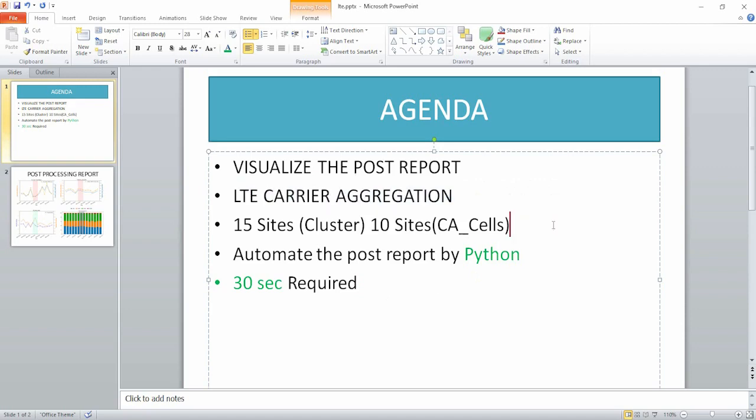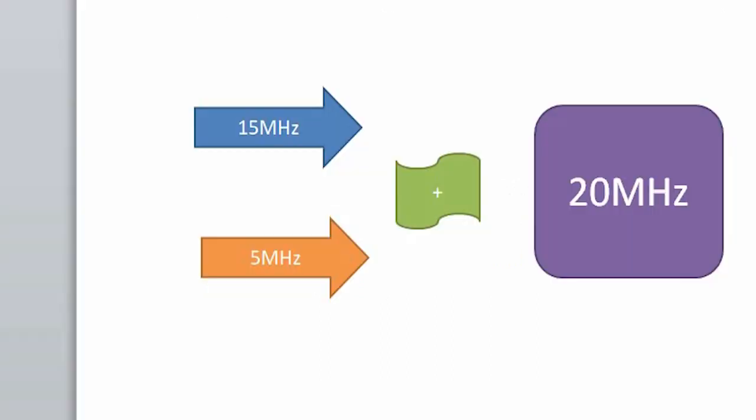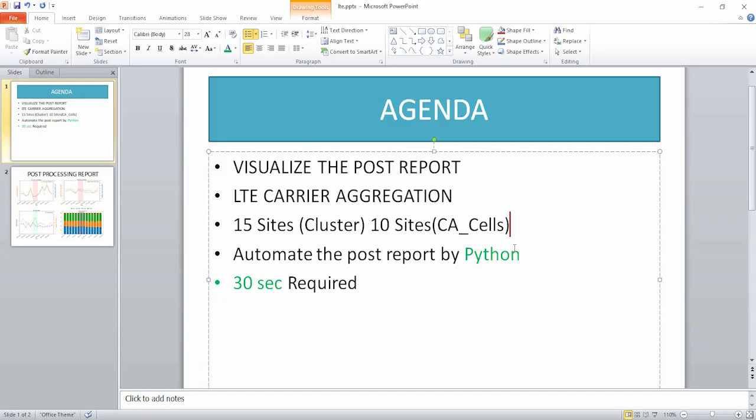What will we get after carrier aggregation? Definitely there will be an impact on throughput, DL throughput, right? Assume some cell has 15 MHz channel bandwidth as a primary channel. If we add 5 MHz bandwidth as a secondary channel, then the total bandwidth for the particular cell will be 20 MHz, right? 15 MHz plus 5 MHz equals 20 MHz. So we expect better throughput from the particular cell.